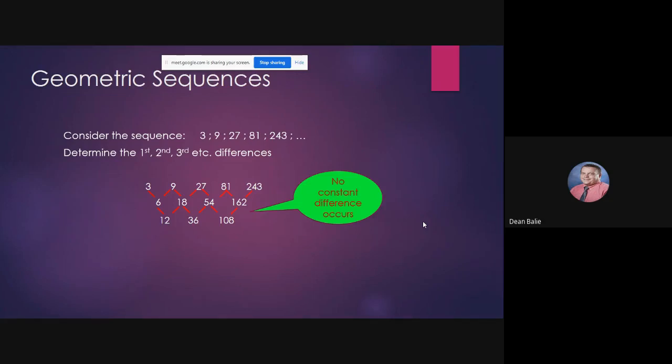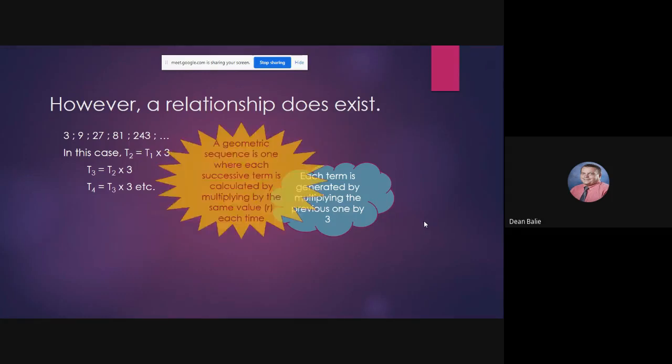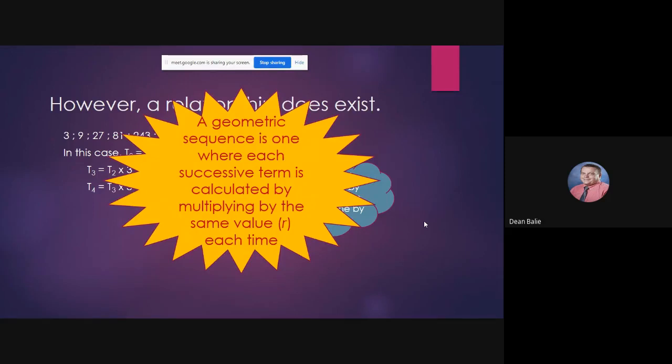If we just keep going with this pattern, we'll notice that no constant difference actually occurs. So your geometric sequence is not defined by a constant difference. Nevertheless, there is still a relationship, a pattern that exists between the terms. If we look at these terms very carefully, we'll notice that each term is being multiplied by 3 to get the next term. So although we don't have a constant difference, we do have a constant number that we are multiplying by. And that's what gives us a geometric sequence.